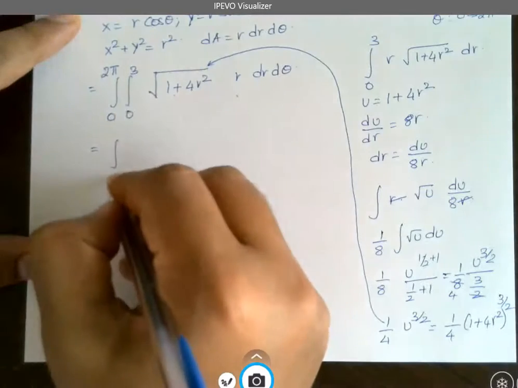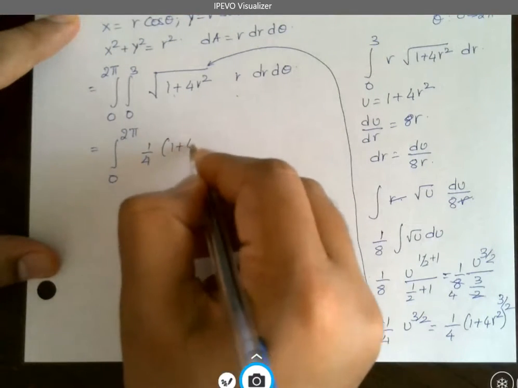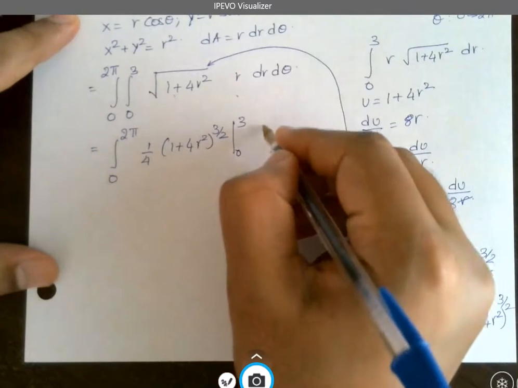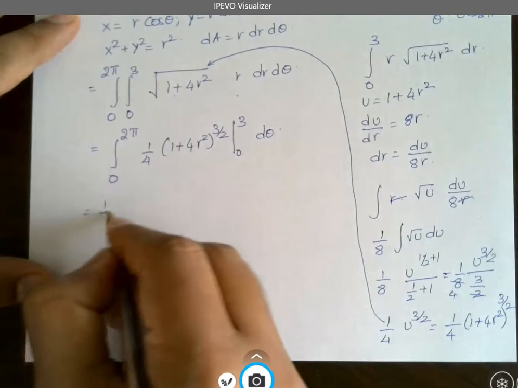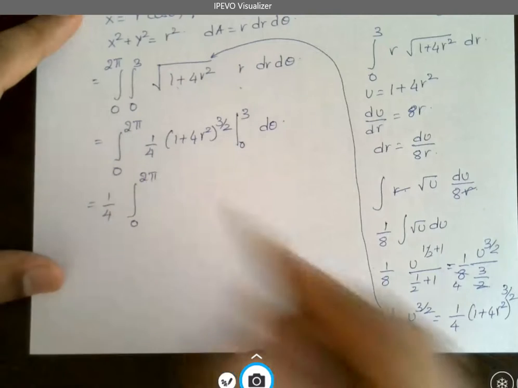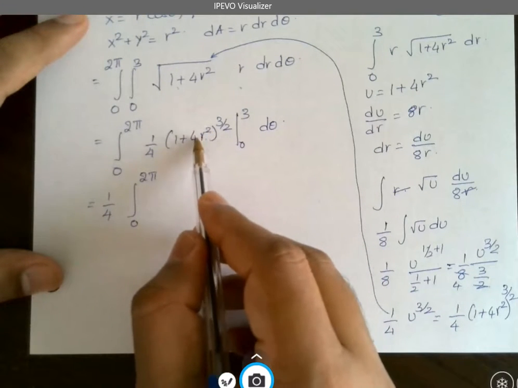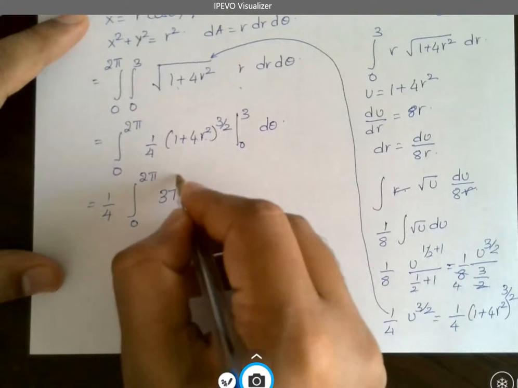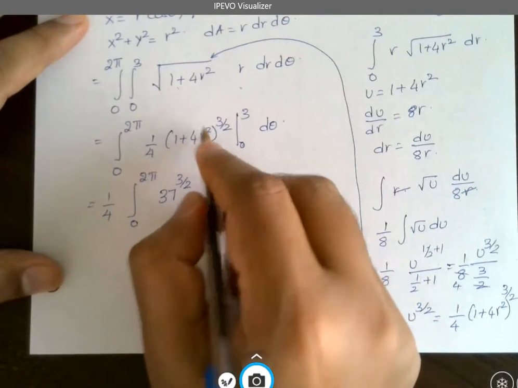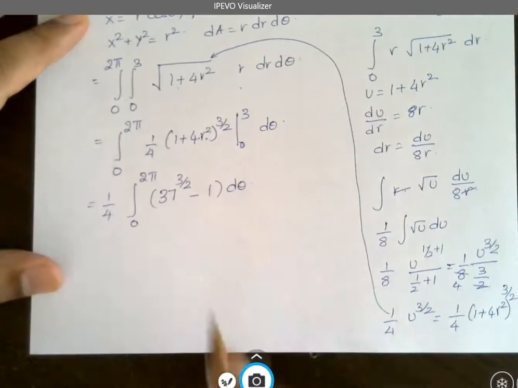So that's going to be the integral from 0 to 2 pi of 1/4 (1 plus 4r squared) to the 3/2, where the limits of integration are from 0 to 3, d theta. The 1/4 is a constant, so that steps out of the integral sign. Upon substituting the limits, 3 squared is 9, 9 times 4 is 36, so you get 37 to the 3/2 minus, when you substitute r is 0, you get 0 times 4 is 0, so that's 1 d theta. I hope I'm right.